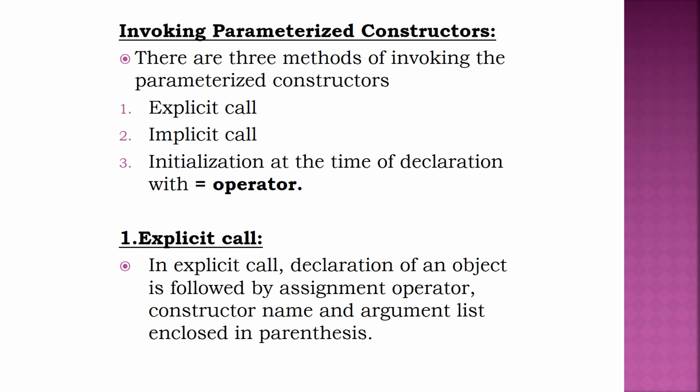Let us see again what an explicit call is. In an explicit call, the declaration of an object is followed by the assignment operator, followed by the constructor name and the argument list. How do we give an argument list? By enclosing it in parentheses. Let us see the example for the explicit call.